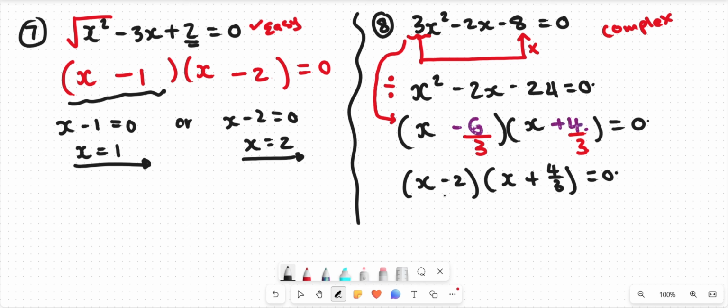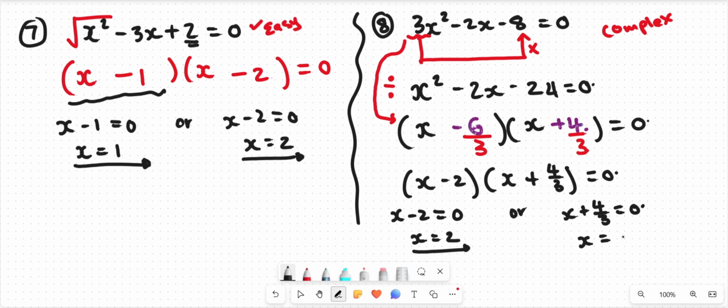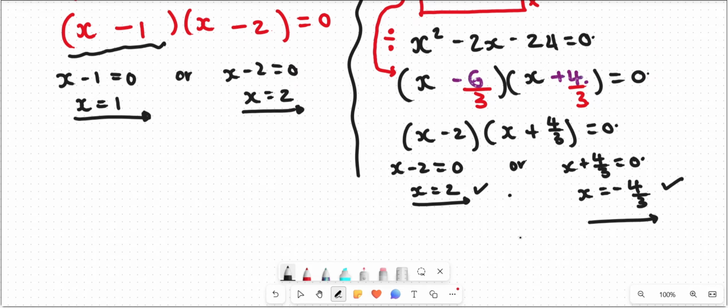So now I can use my rule, which says x minus 2 is equal to 0, or x plus 4 over 3 is equal to 0. And so x is equal to 2, and here x is equal to negative 4 over 3. And there's your two x values, 2 and negative 4 over 3. I hope that makes sense. I do want to do one more example, which is slightly different from the ones we've looked at.